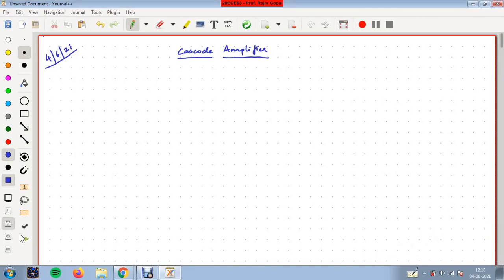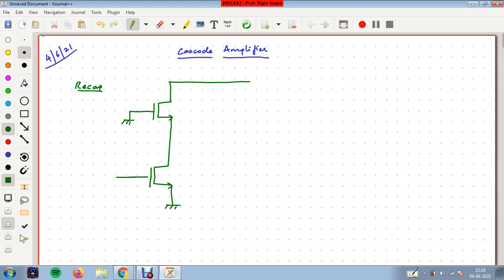All right, so to recap, our cascode amplifier was like this. This is my cascode transistor, which was connected, a common gate transistor. So common gate, this has gone to RL. This is my common source amplifier. I'm giving input Vi here.